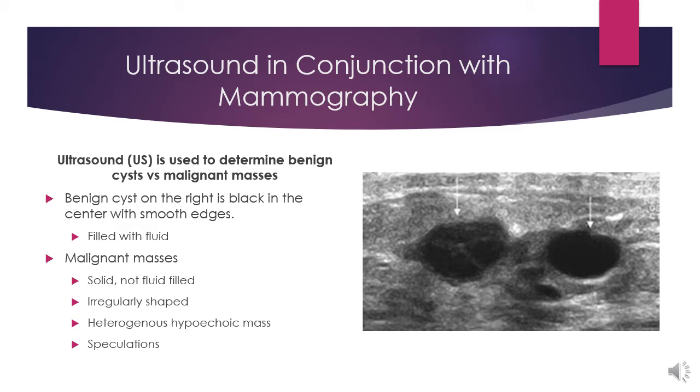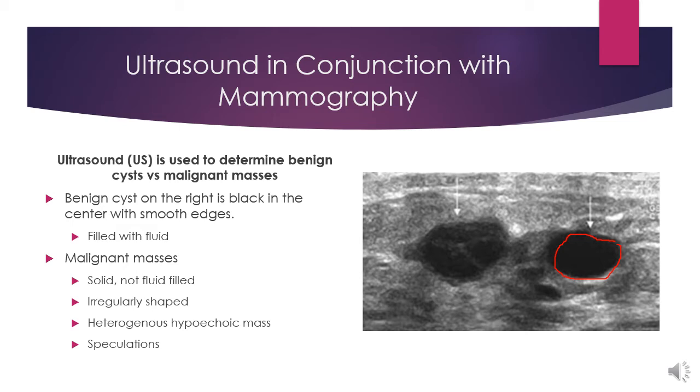On this slide is a picture of an ultrasound. What we're looking for is this area here on the right. You can see that it has very smooth edges around the area here, and this is a cyst. The black inside is fluid in the breast, and that is actually what we would rather see, fluid within that cyst.